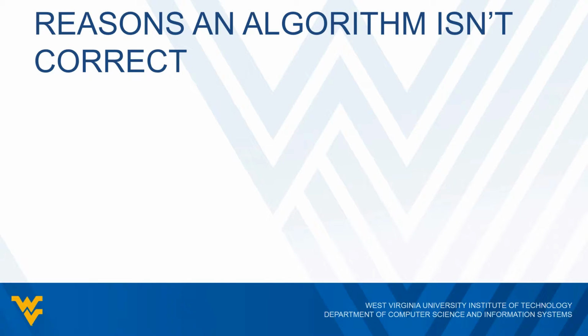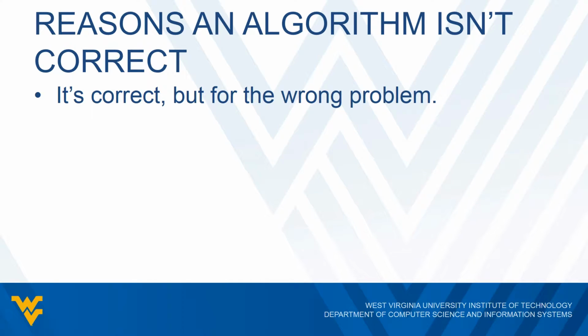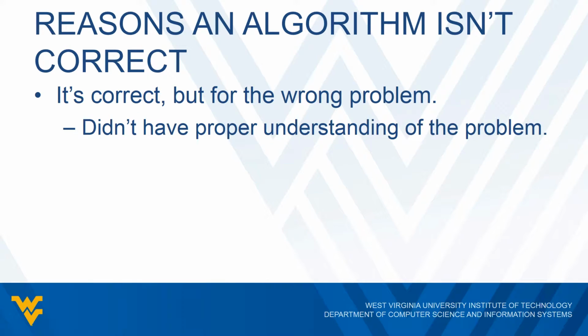So what are some reasons that our algorithm could be incorrect? Well, one possibility is that it does produce the correct results, it's just for the wrong problem. And this can happen whenever we design an algorithm without a thorough or complete understanding of the real problem that we're trying to solve. In fact, this is actually one of the most common causes for incorrect algorithms.